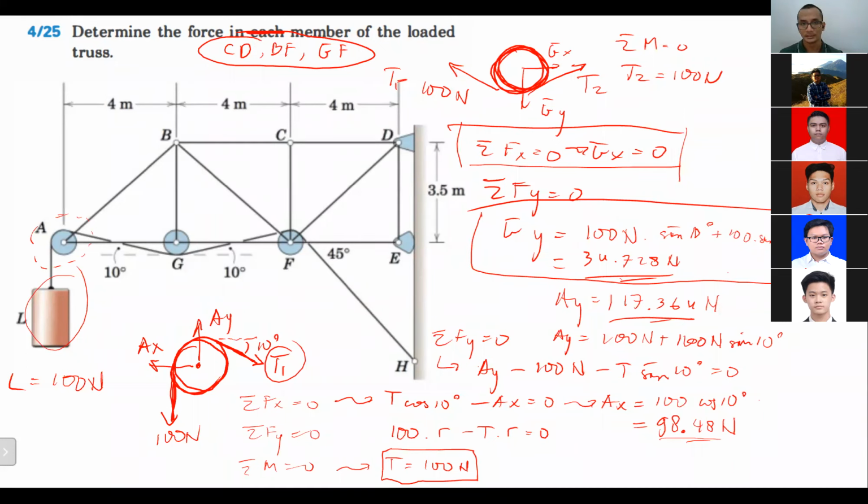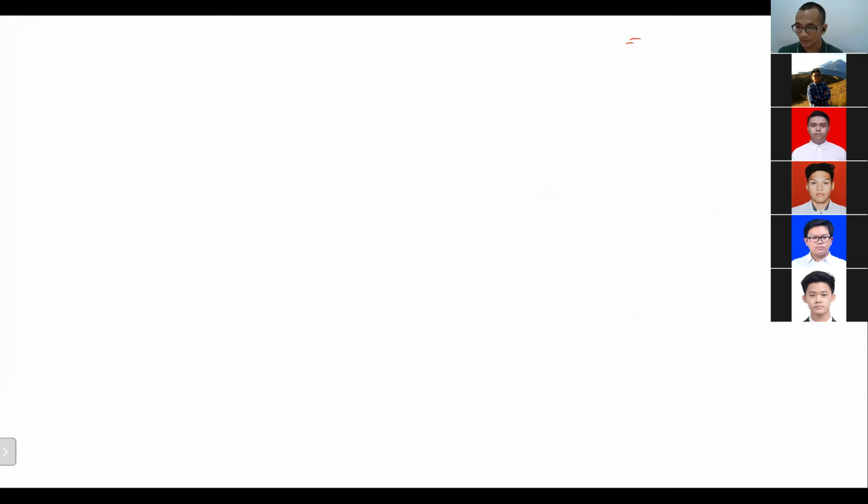And now, for F as well, you have to solve it. You will have an Fx and Fy there. But later, you will know why I don't solve for F. Let me redraw the problem just now. So this is our problem just now.